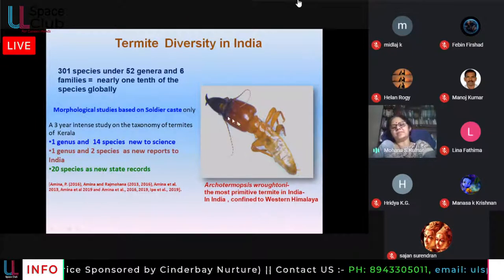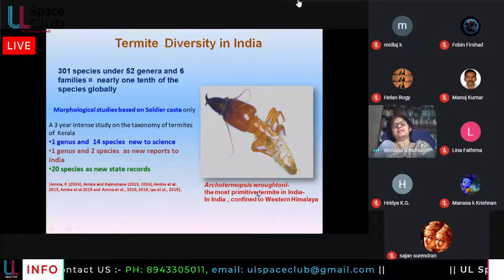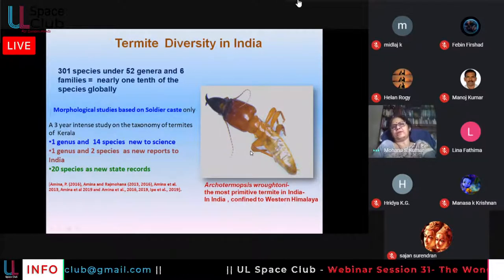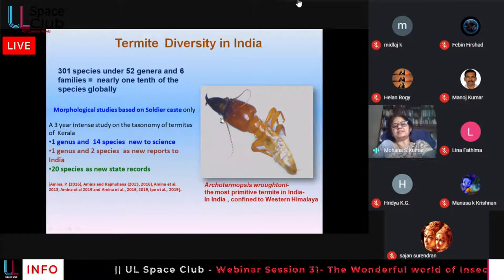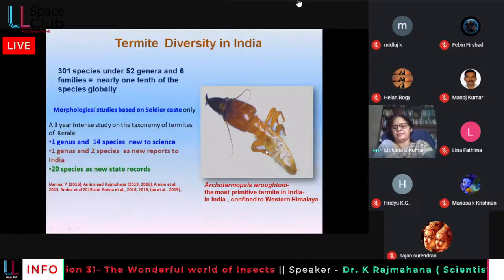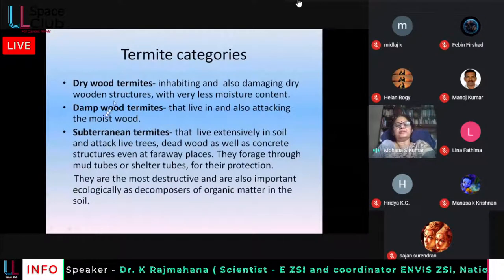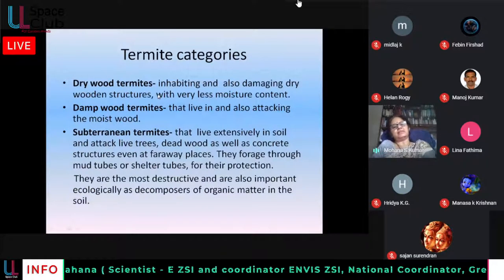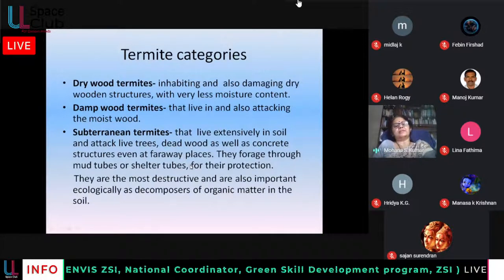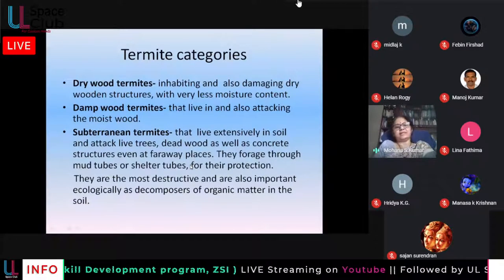This is one of the most primitive termites in India. We have only one species, seen in the western Himalaya. Very big termite, almost 1 inch in length. It is seen in decayed wood. Termite categories: dry wood, damp wood, subterranean. Many categories are there, and it is the subterranean group which is doing the most severe economic damage.